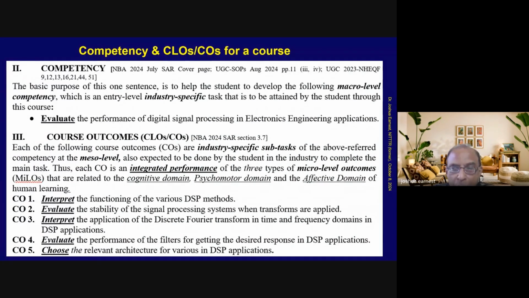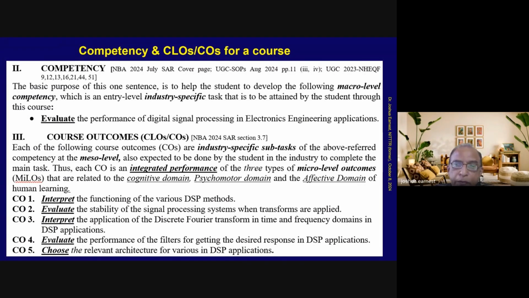Each of the following COs are industry specific subtasks of the above referred competency written at the meso level, also expected to be done by the student in the industry to complete the main task. So competency is the main task while CLOs are subtasks. Thus, each CO is an integrated performance of the 3 types of micro level outcomes that are related to the cognitive domain, the psychomotor domain, and the affective domain. So we have 5 COs.